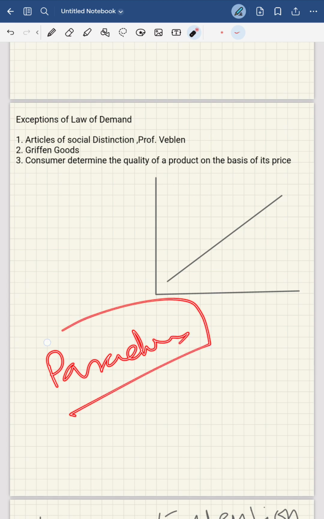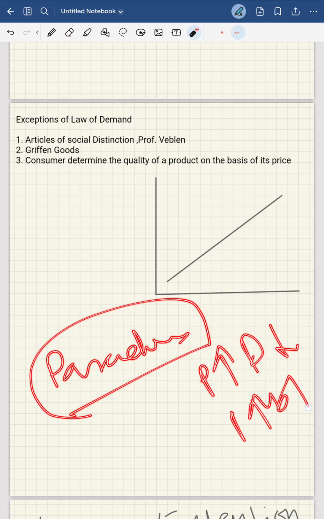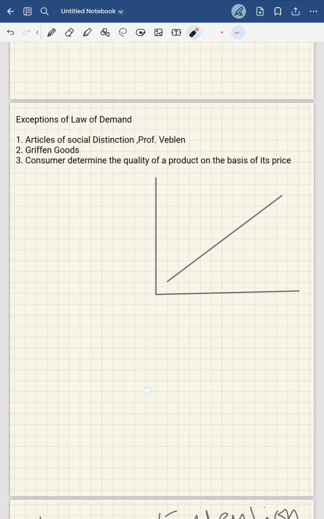It is opposite to the law of demand. When price rises, demand falls. In this case, when price rises, demand rises. So it is just opposite. This is a paradox. It is known as Giffen paradox.